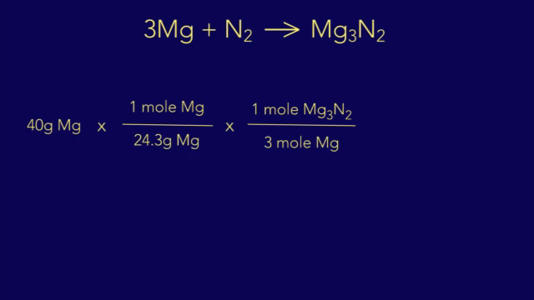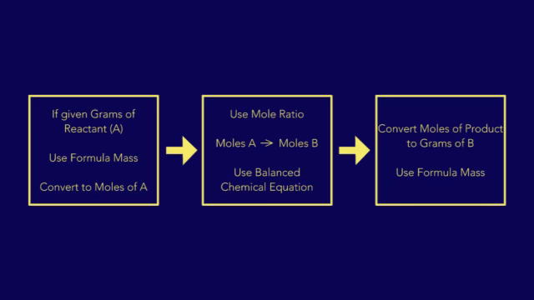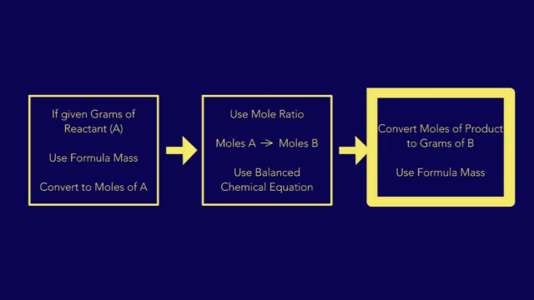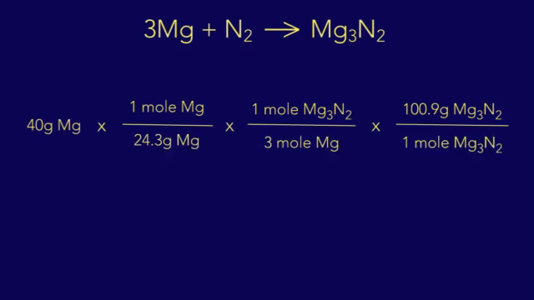Almost done. Now the chart says we just need to convert from moles of product to grams of product. But how? Right again, using the formula mass. Next, double check that your units cancel and do the math. 40 grams of magnesium will produce 55.4 grams of magnesium nitride.